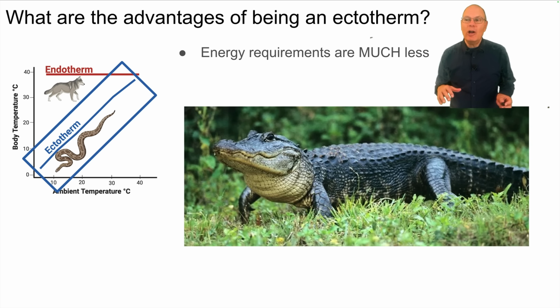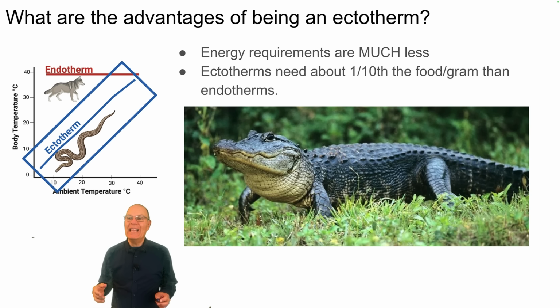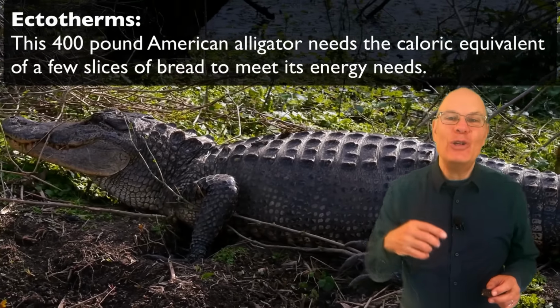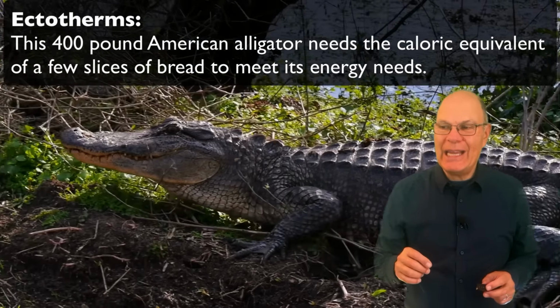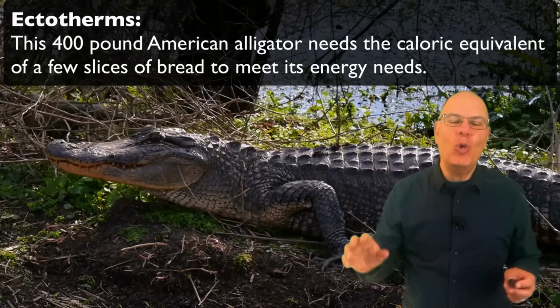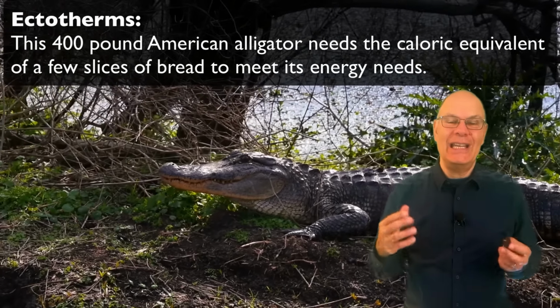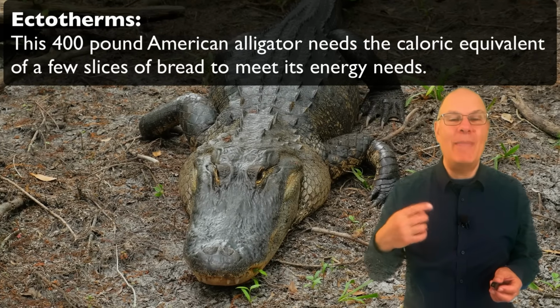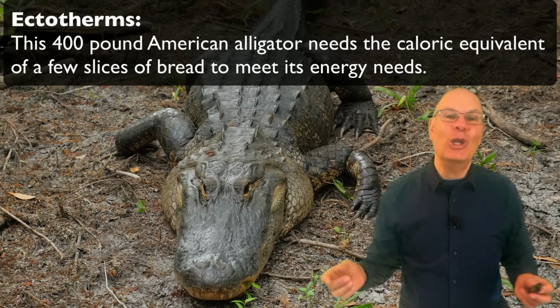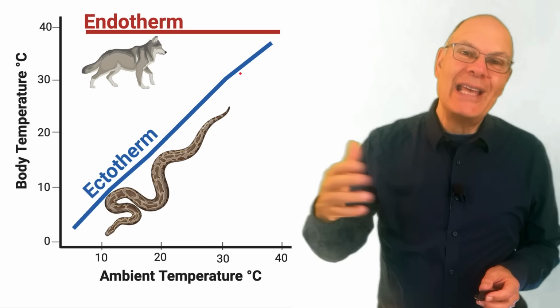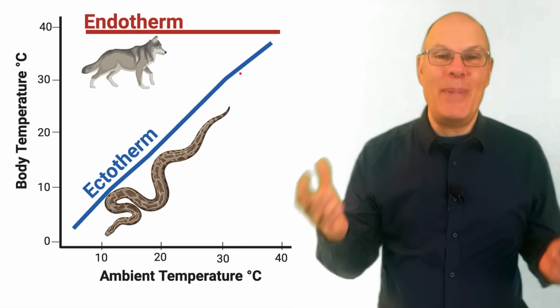The energy requirements of ectotherms are much less. Ectotherms need about 1/10 the food per gram of tissue than endotherms do. As an example, at 400 pounds, this American alligator needs the caloric equivalent of only a few slices of bread to meet its energy needs. You, as a mammal, need the entire loaf to meet your energy needs. That's how endotherms and ectotherms compare.